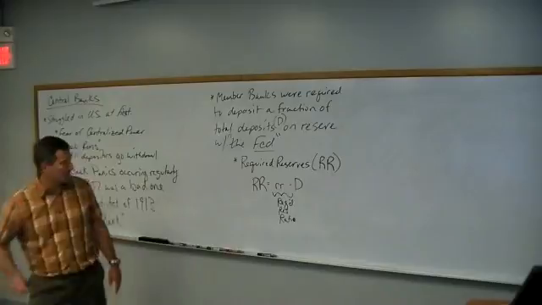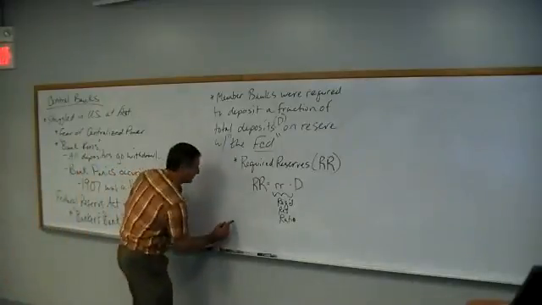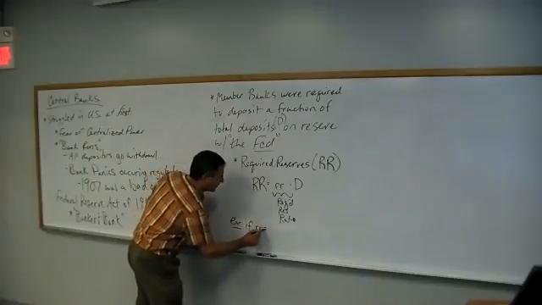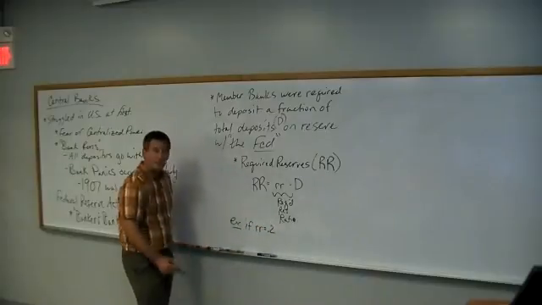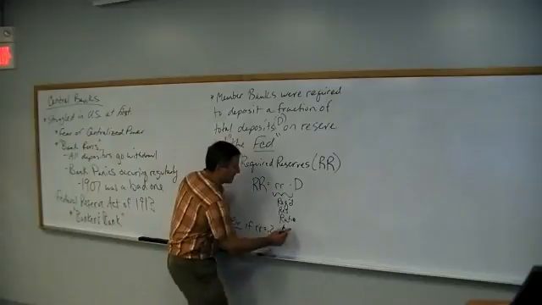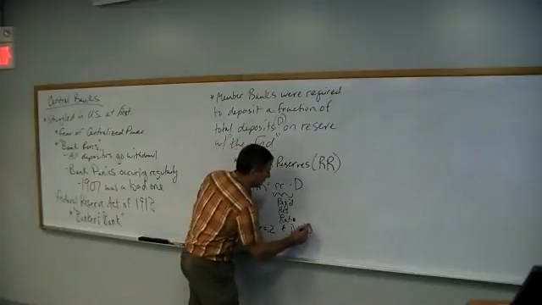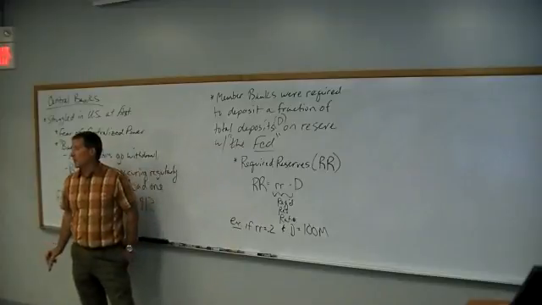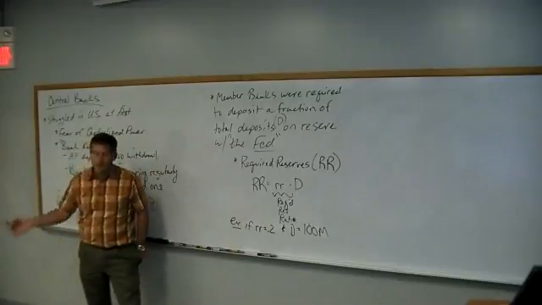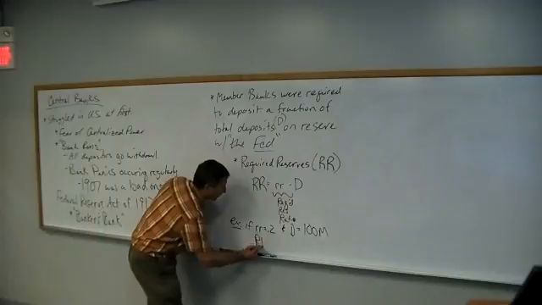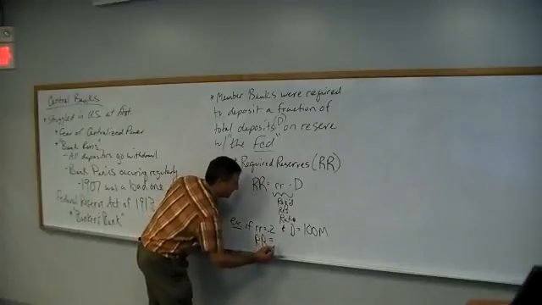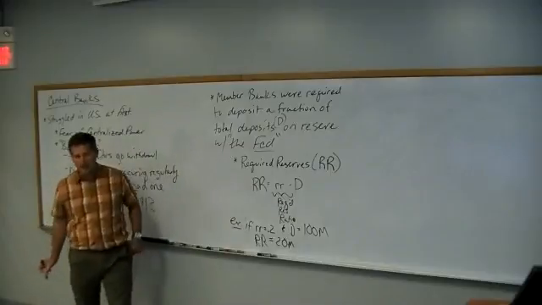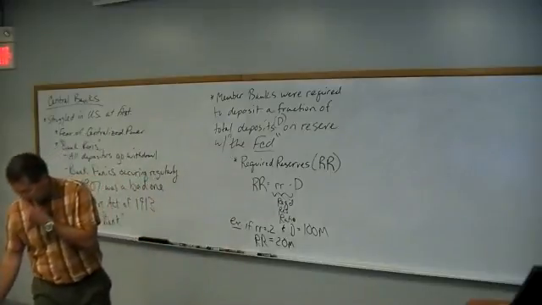So it's a fraction. So for example, if rr equals 0.2 and deposits equal 100 million, then the bank has to hold back 20 million. No big deal. So required reserves, big R, is equal to 20 million. Just a short little example to kind of get our juices flowing.